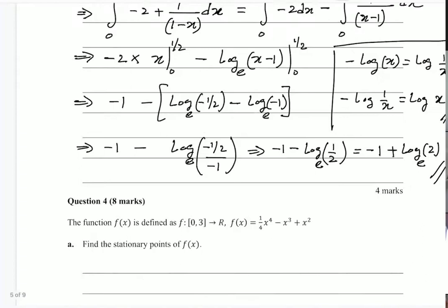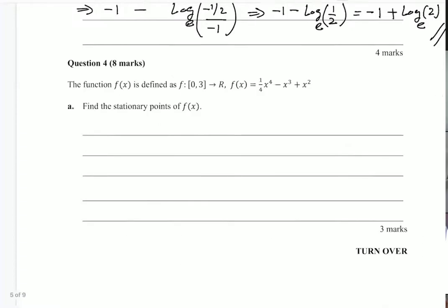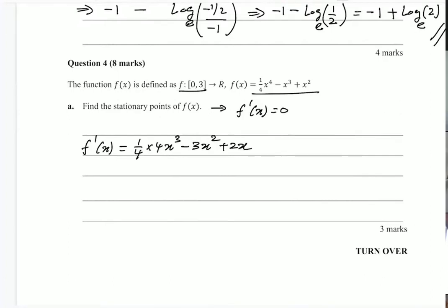Okay, hope you understand. Now, when it comes to here, the function fx is defined by this. Yes, 100%, 0 to 3. Fx is a fourth order polynomial. Find the stationary point. Stationary point means f dash x is equal to 0. So it's pretty easy. First of all, you find f dash x here. So f dash x is 1 divided by 4 times 4x cubed minus 3x squared plus 2x, right? And you can do a little bit of simplification. Minus 3x squared plus 2x, and that should be equal to 0, right? Because f dash x is equal to 0 for stationary points.